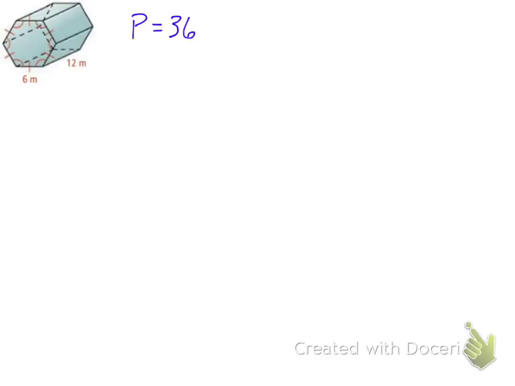Perimeter is 36. Area of the base is 1/2 times my apothem times my perimeter. Again, I'm going to cut a piece out here. This is my apothem. Remember that each one of these central angles is 60, so that angle right there would be 60 degrees, and that means this top one would be 30. The entire side length is 6, and so I know that this bottom piece would be a 3.